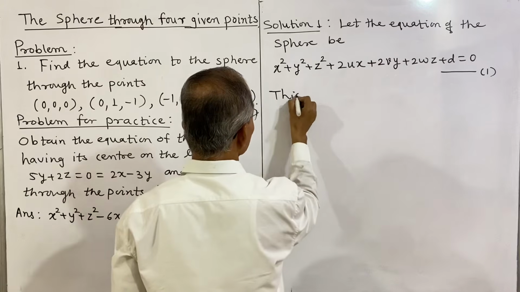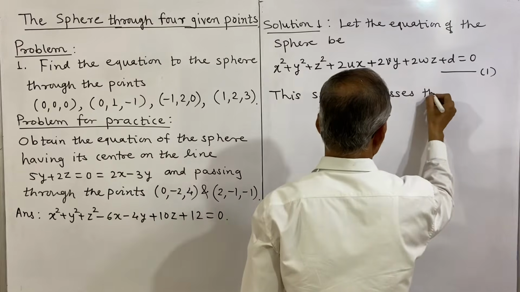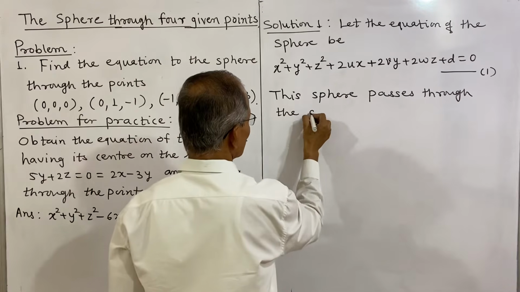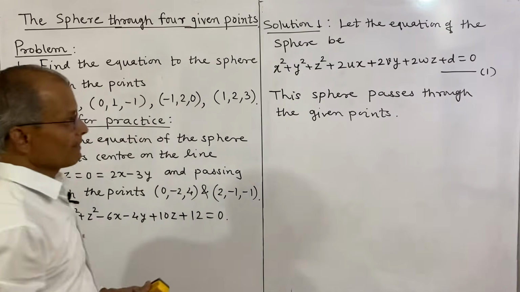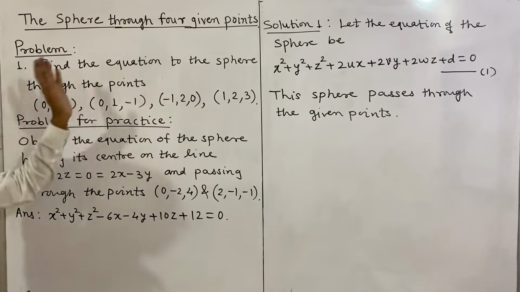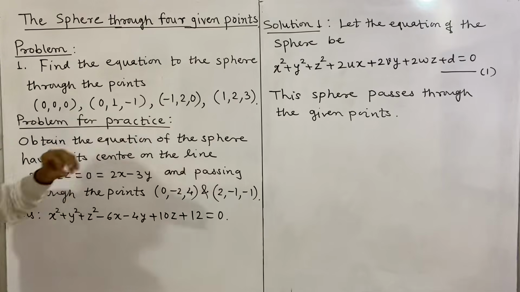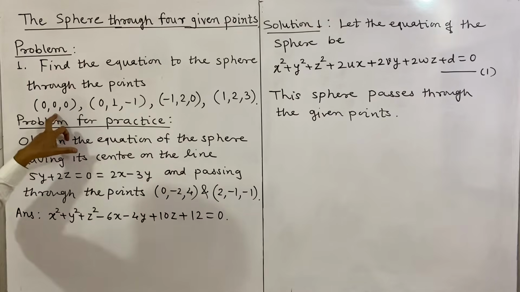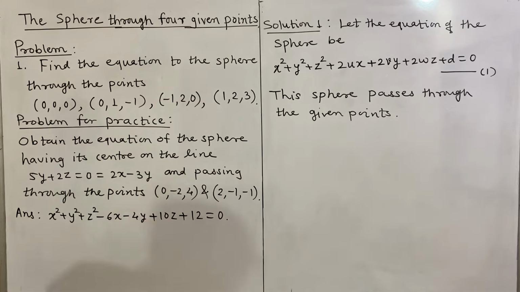So the sphere passes through the given points. I shall not write the points again, the points are here, and that means these 4 points are on the sphere. And what is the meaning of this? The first point is on the sphere. A point on any surface implies that the point's coordinates must satisfy the equation of the surface. And here the surface means a sphere.